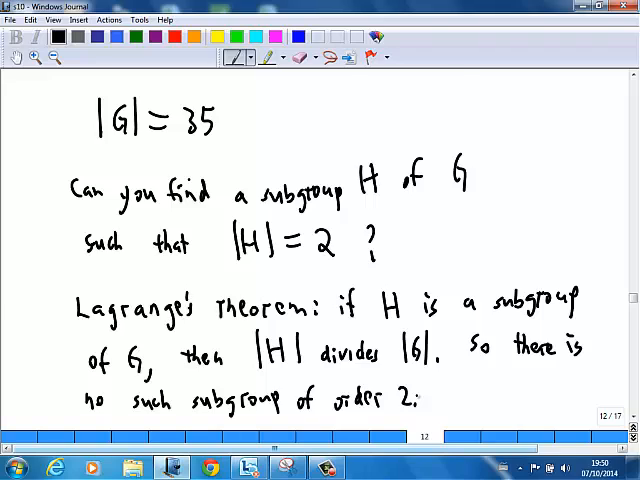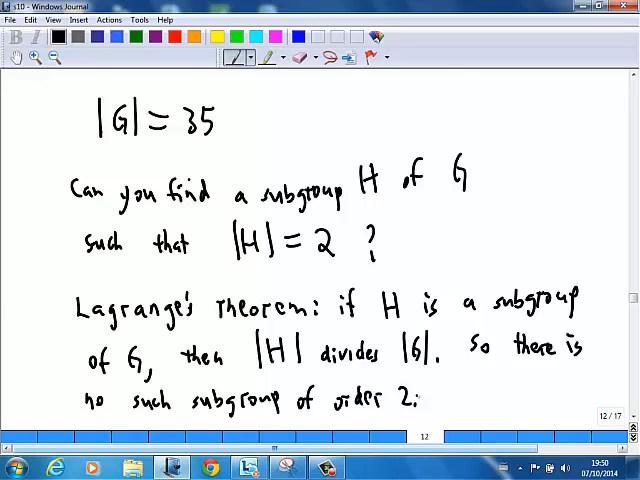You can find a set of 2 elements here, but they are not going to form a subgroup. And remember, a subgroup must be closed, must have identity, must have inverse. With all these conditions, you say that it's not possible to form a subgroup this way.